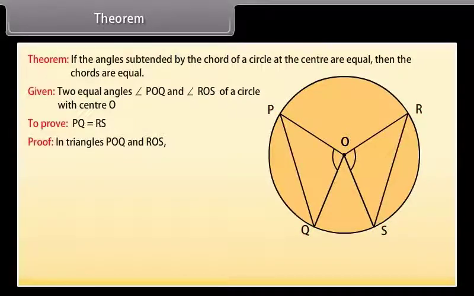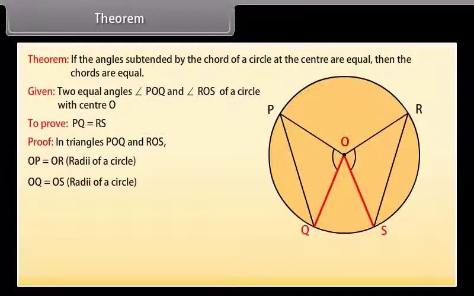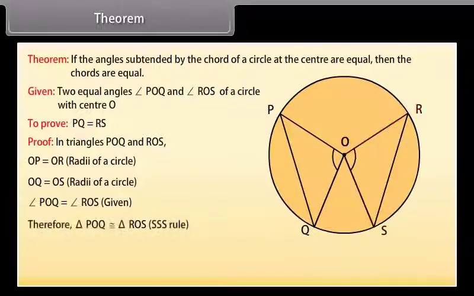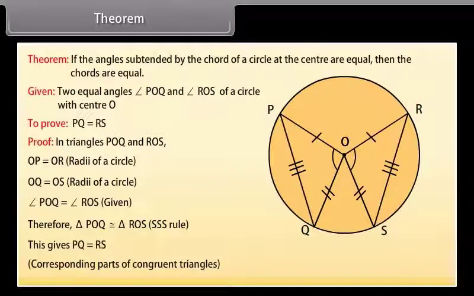Proof. In triangles POQ and ROS, OP is equal to OR, because these are the radii of a circle. OQ is equal to OS. These are also the radii of a circle. Angle POQ is equal to angle ROS, given. Therefore, by SAS congruence rule, triangle POQ is congruent to triangle ROS. This gives PQ is equal to RS, because corresponding parts of congruent triangles are congruent.